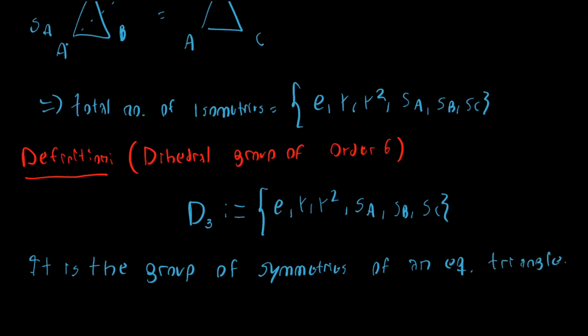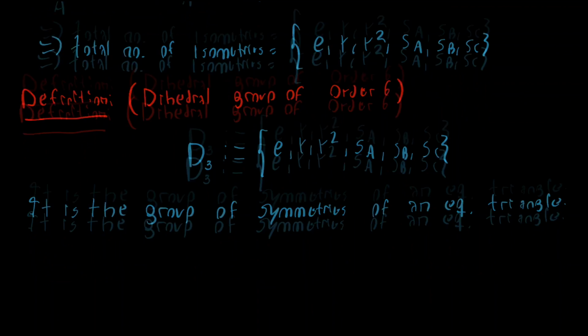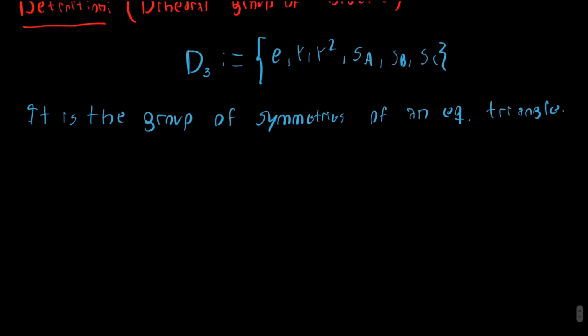And so this is the dihedral group of order 6. Now, of course, in our definition we call this the dihedral group of order 6, but we have yet to prove that this is a group. So let's actually go and prove it.